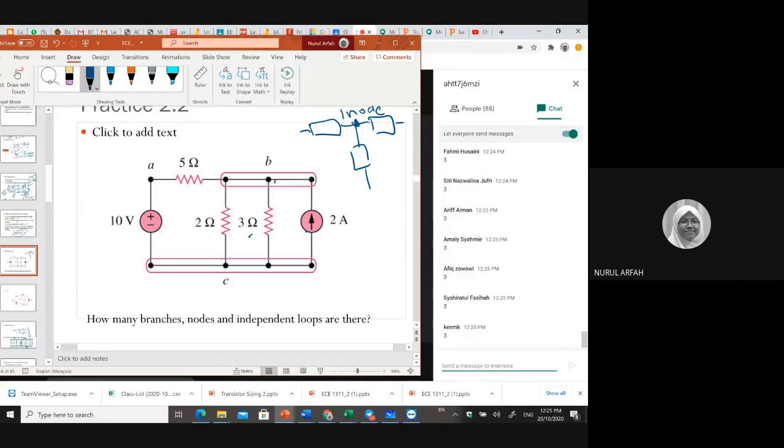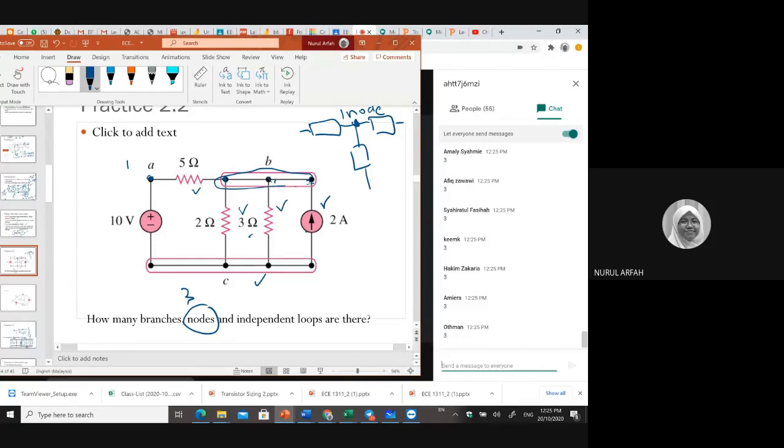3. Why? Because at A here, yes, you have 1 node. At B, you have how many elements connected at the single point? 1, 2, 3, 4. Yes, 4 elements are connected at a single point. This is one single point, even though you see this, and this. And then the last one, same as previous, you have 1 node. So the number of nodes is 3.